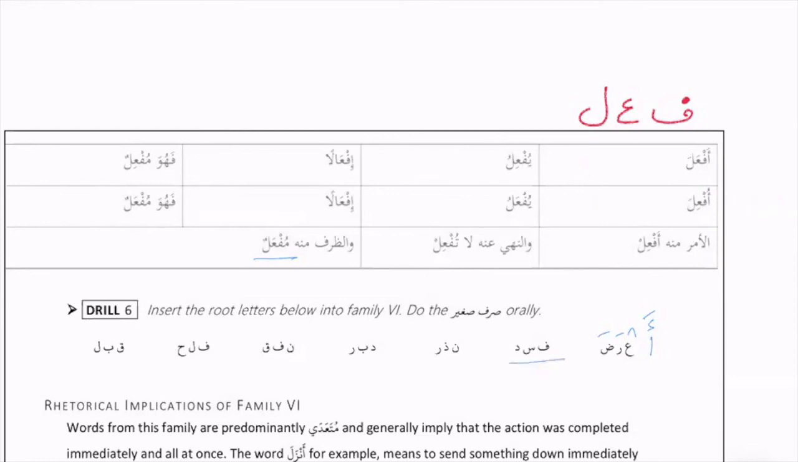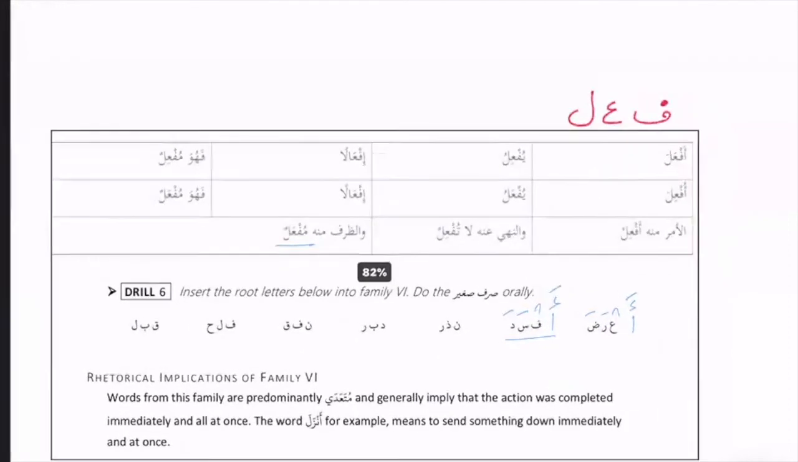So fasada, now in family 4, it will become afsada. So afsada yufsidu ifsadan fahuwa mufsidun. Ufsida yufsadu ifsadan fahuwa mufsadun. Al-amru minhu afsid wa nahyu anhu la tufsid wa zarfu minhu mufsadun. So this is how it's gonna go, and inshallah the rest you can practice.